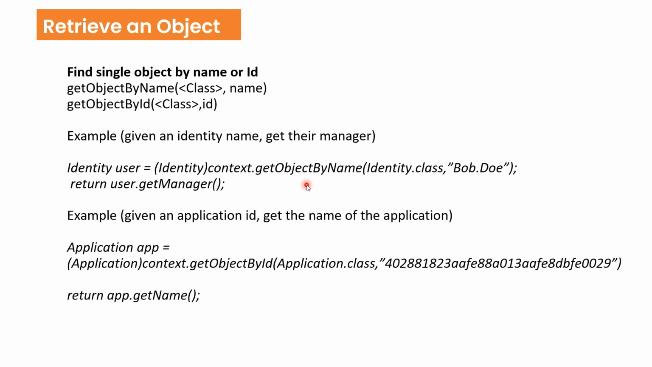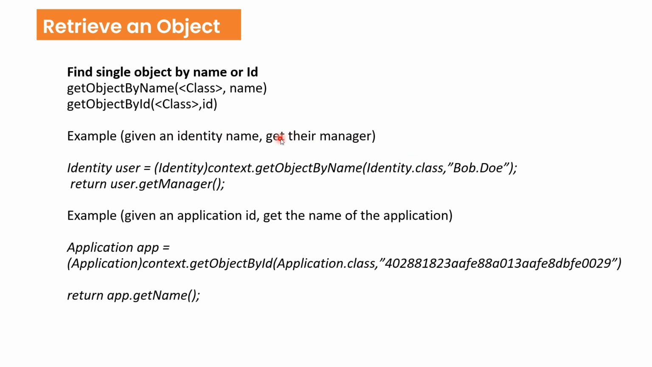You see here, retrieving an object from IdentityIQ, guys, via BeanShell. There are predefined methods that are all available. You see here, getObjectByName, getObjectByID. Here I am trying to do getObjectByName. Identity user equals context.getObjectByName. There is a class which we need to define, that is my Identity class, and then the name of the identity which you want to fetch. Here, for a given identity, I'm getting the manager.